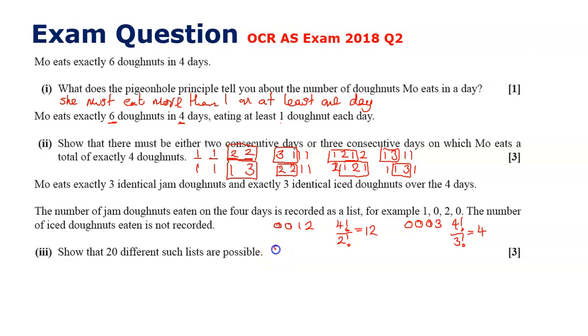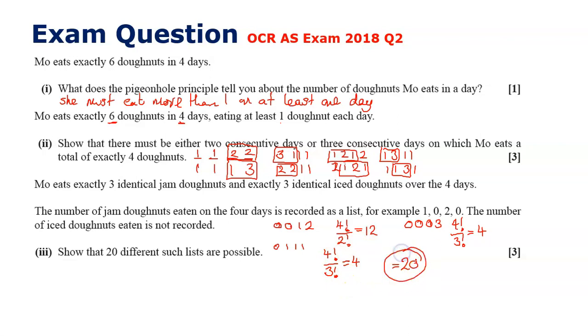So what other ways of doing this are there? I suppose I could go 0 1 1 1. And again, that would be 4 factorial. There's 3 numbers repeated divided by 3 factorial. And that would be, again, the same answer as there. That's 4 more. And actually, that adds up to 20. And I don't think there are any other ways of doing this. So I think I have got 20.